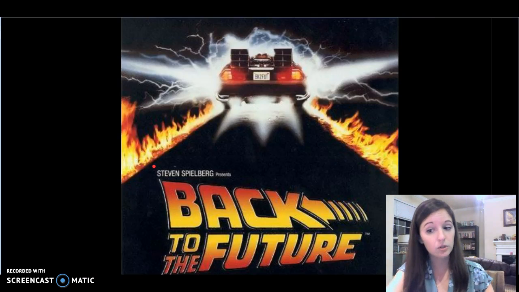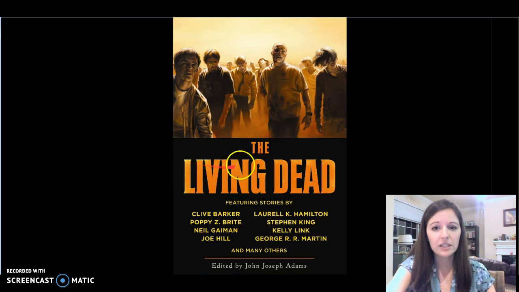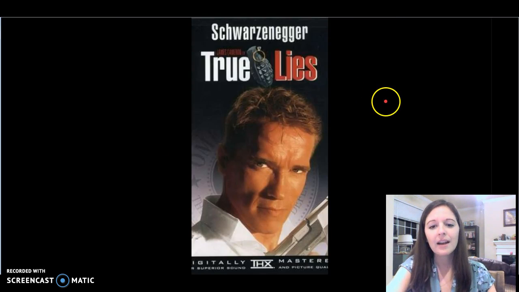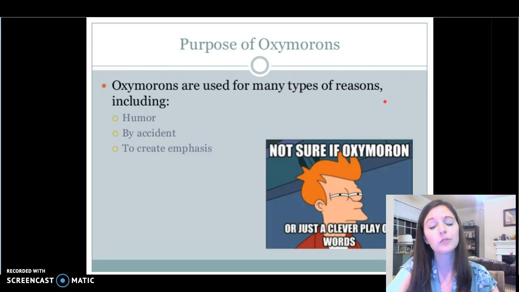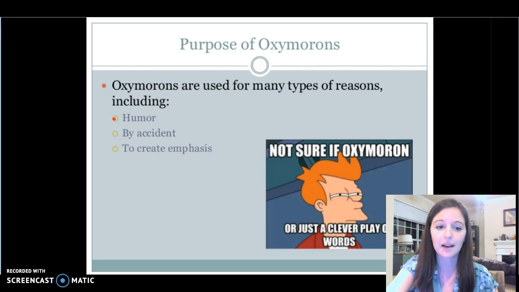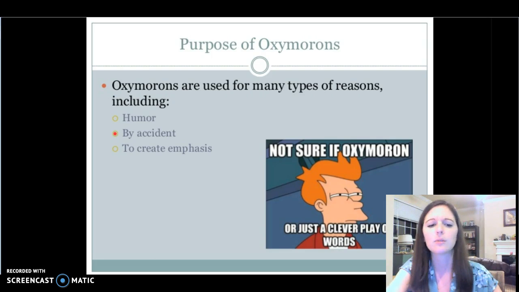We have Back to the Future, The Living Dead, and True Lies. So why do these movies all use oxymorons as their titles? Well, for starters, it might be to be humorous. By putting two opposing words side by side, you create kind of absurd phrasing, which can get a little giggle out of your audience because it's unexpected and therefore funny. It could also be by accident, but if you think back to our original definition of oxymoron, it says intentional, so I don't actually accept this to be true. If you want it to be an oxymoron, you gotta do it on purpose.